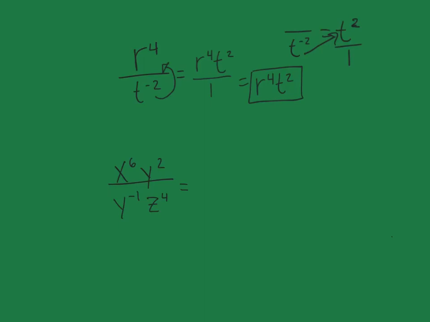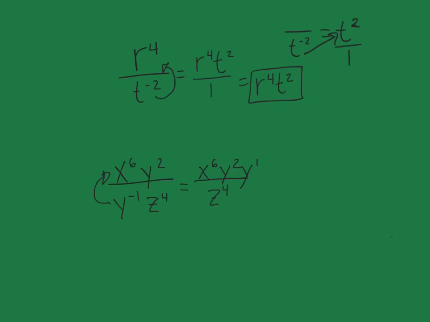So going through each variable here, the x to the power of 6 is already positive, so we'll leave it where it is. Same with this y to the power of 2. The numerator is already all positive, so we don't have to move anything. The y in the bottom here, however, y to the power of negative 1, that's negative. So in order to make it positive, we just need to bring it up to the top of the fraction to make it y to the power of 1. And then the z's are already positive, z to the power of 4. So all we did is we made this y positive by bringing it up to the top of the fraction.